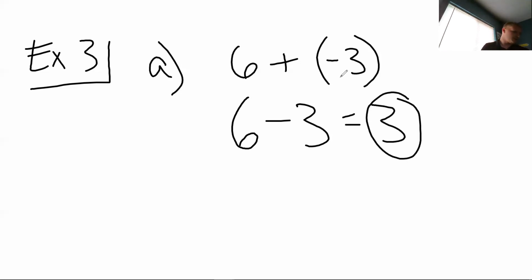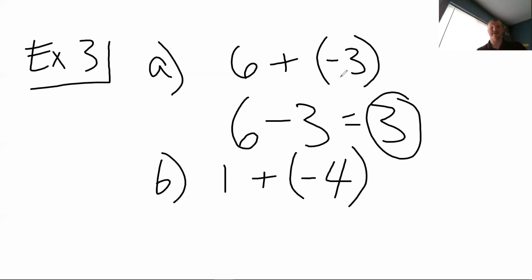Okay, letter B, we have 1 plus (-4). I'm going to do the same thing I did on the last one. I'm going to have 1 minus 4. That's going to put me in the negatives. I'm going to have -3.